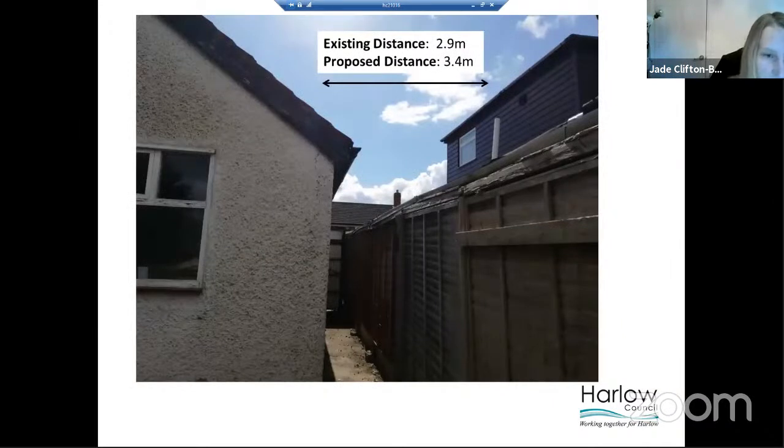So the main or only window on the side of number 45 is this window here on the side of the box dormer, and the proposed distance from this window will actually be greater than it is as existing, and the outlook from that window won't be significantly different to existing, looking at the side of the dwelling and the roof.